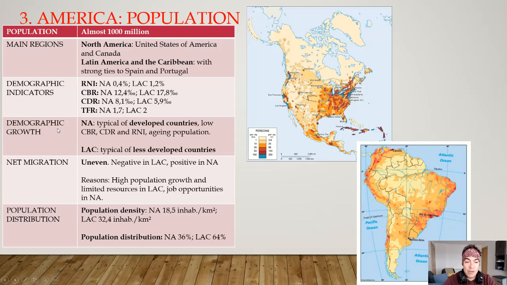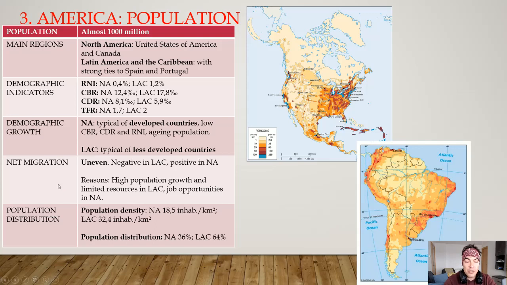So the demographic growth in North America is the typical of developed countries, a low CBR, a low CDR, and RNI, with an aging population. Remember that an aging population means that there are more people who are 65 years old or older than young people, which are the people who are younger than 14 years old. And in Latin America and the Caribbean, the demographic growth is similar to or typical of the less developed countries, the same as in Africa.